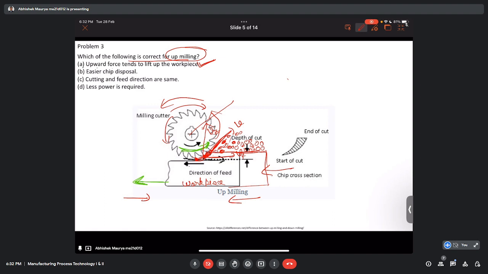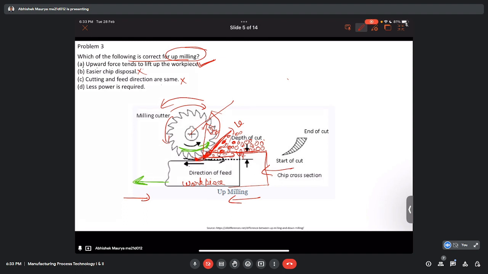Suppose there are a few chips which are very close to the cutting tooth. How are we going to remove them? It is not possible to remove. Therefore, removal of chip is difficult for the up milling process. Therefore, it is not easy to dispose. That's why this option is wrong. And C is the cutting and feed direction are the same. No, we already have seen that for up milling configuration, the direction of feed motion and cutting motion should be opposite. So this is also wrong.